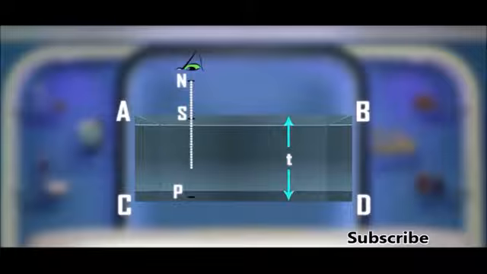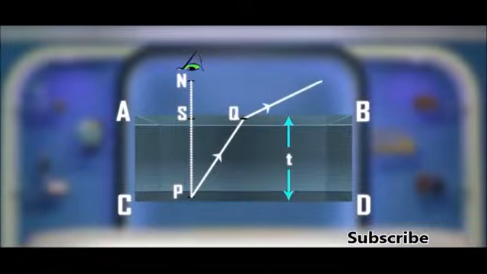Consider a glass slab ABCD. Here, T is the thickness of the glass slab. Now, mark a point P at the bottom of the glass slab. Due to the refraction of light at the surface AB, the point appears to rise and it looks like the point P is at P dash. Here, P is the original marked point and P dash is the virtual image of the point P.